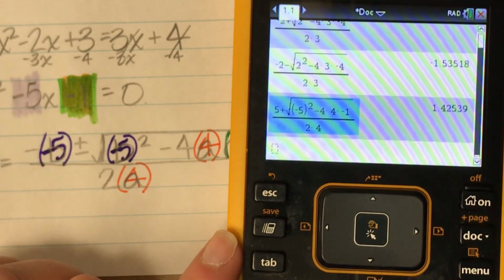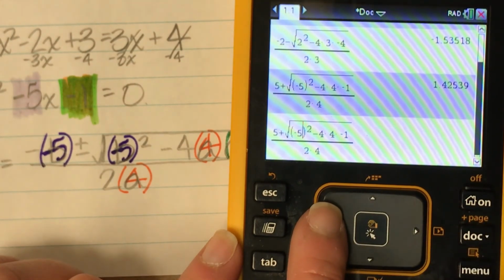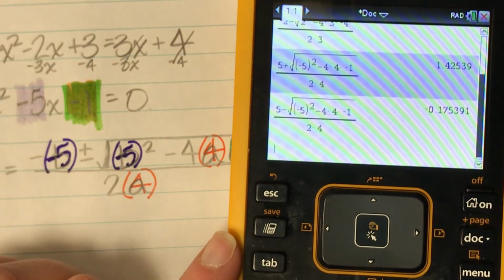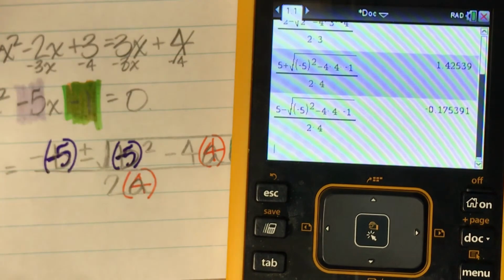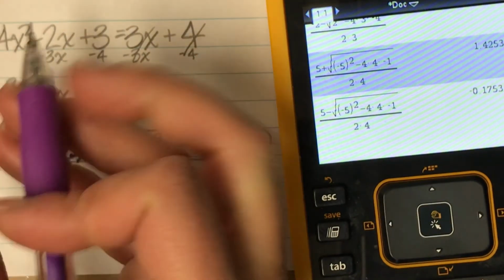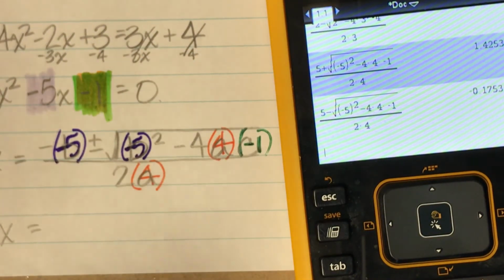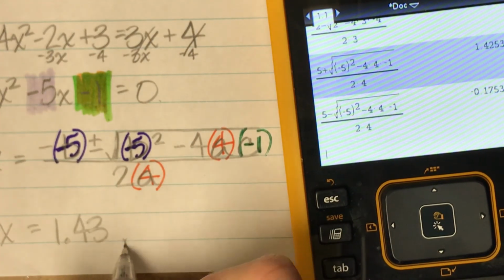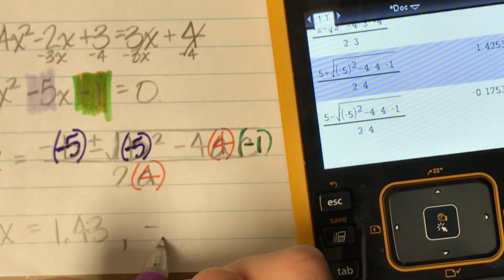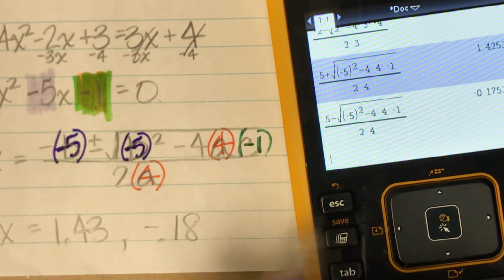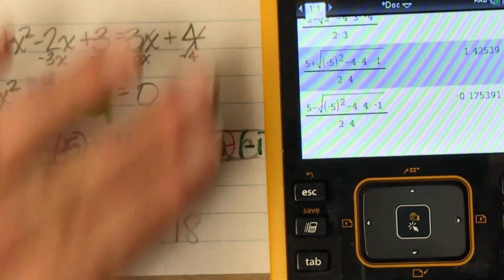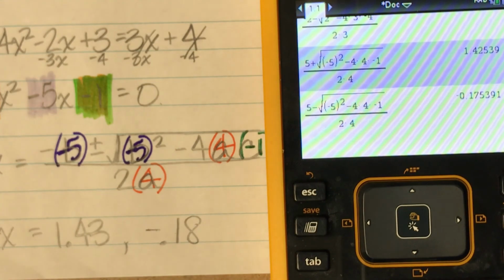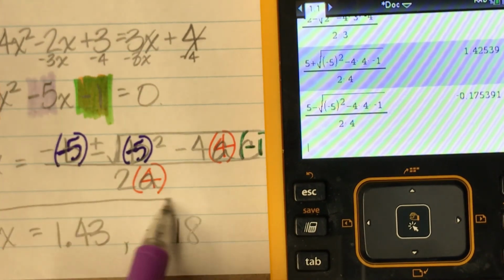Then I'm going to copy the entire thing, change it to subtraction, and I end up with 0.18 in the end. So x equals 1.43 when I round correctly, and negative 0.18. Again, that 5 is making it round up to 18. That 5 is making it round up to 43. Okay? All right. Hope that helps.